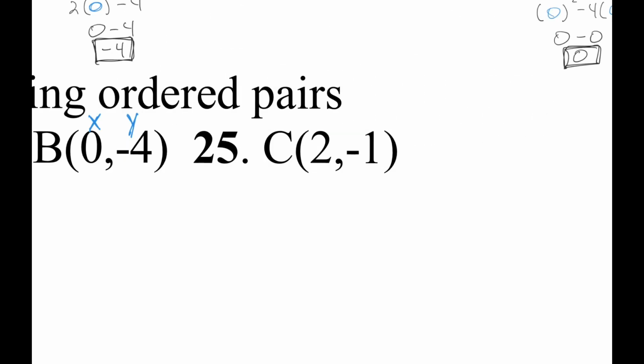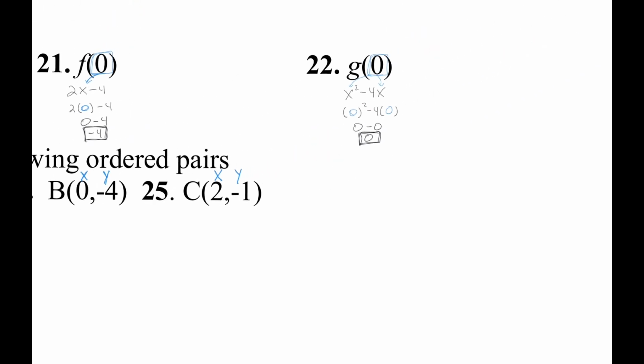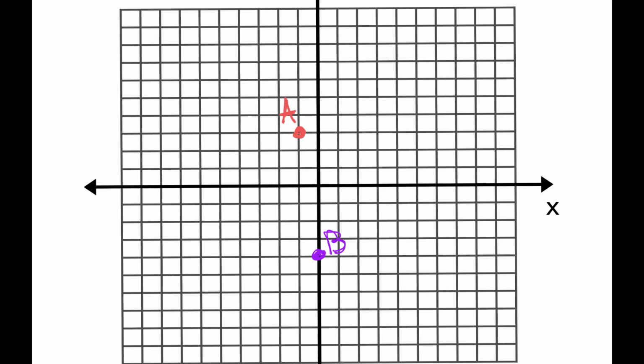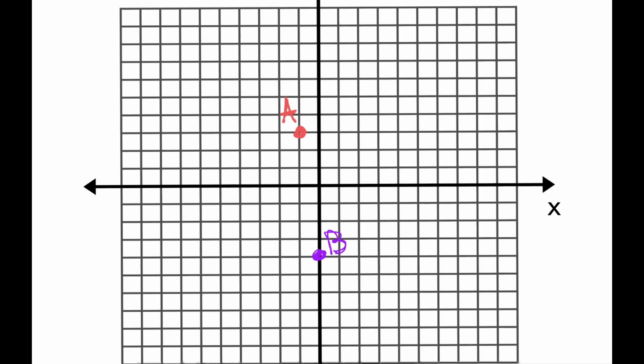And the last point, point C, you guys have an x-coordinate of positive 2 and a y-coordinate of negative 1. So you guys start at the origin. Positive 2 for the x means you go to the right. And then negative 1, you go down in the y direction. So we have the origin here. You go 1, 2 to the right. And negative 1 is down, so that's going to be your point C right here.